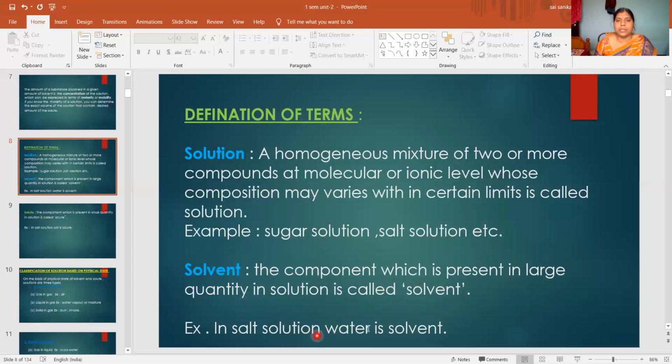For example, if you take the same salt solution, which is the solvent? Water, because water quantity is more and salt quantity is less. So in salt solution, water is the solvent. Similarly, in sugar solution, water is the solvent. So what is a solvent? The component which is present in large quantity in a solution is called solvent.